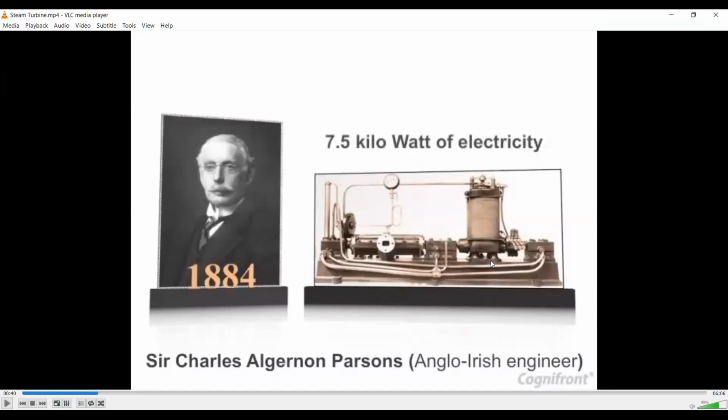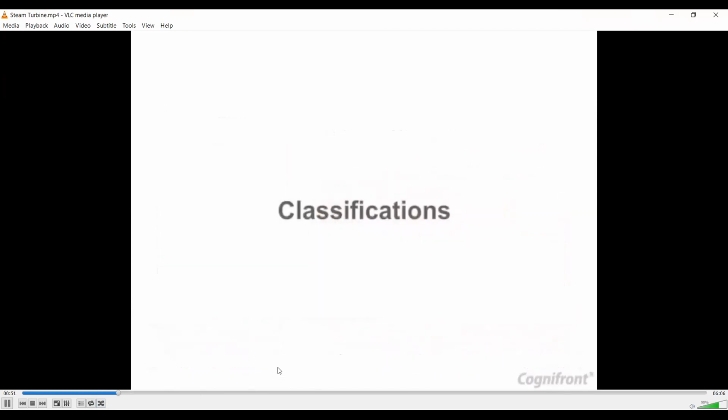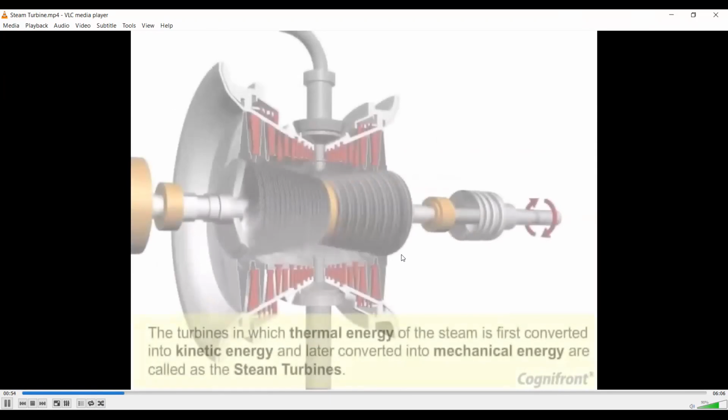As we know, steam turbines and electric generators work on the same shaft. They are assembled on the same shaft, and as the turbine rotates, the corresponding generator assembled on that shaft also starts rotating and generates electricity. So the generator speed depends upon the speed of the turbine. He is the inventor behind the steam turbines. This is the picture of the first model developed by Sir Charles. And now see the various classifications of steam turbines.